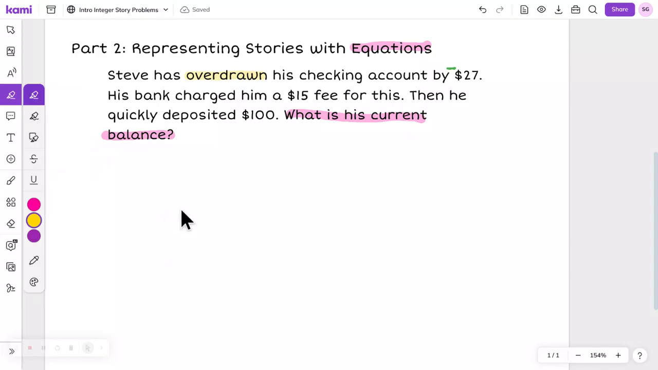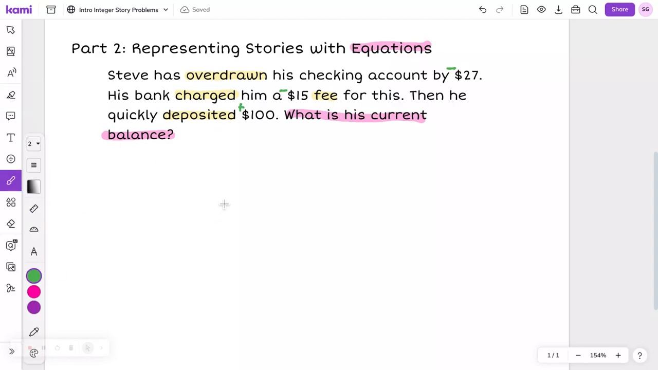The next sentence says his bank charged him a $15 fee for this. Words like charged and fee also mean that is money that he's not going to have. That's money he has to pay, and so that 15 is also going to be negative. Finally, we've got he quickly deposited $100. We already saw that word deposit above, and so we know from before that that 100 would be positive.